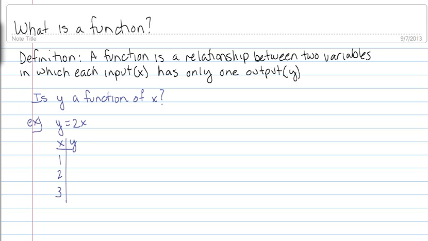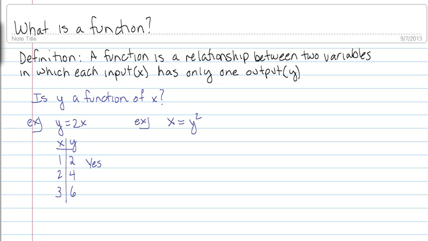If you make a table for y equals 2x, you will notice that no matter what I plug in for x, which is the input, there's only going to be one value for y. So if I plug in x as 1, I double it, I get 2. If I plug in x as 2, I double it, I get 4. And same with 3, doubling that would be 6. For each input, there's only one output. So is y a function of x? In the first example, yes.